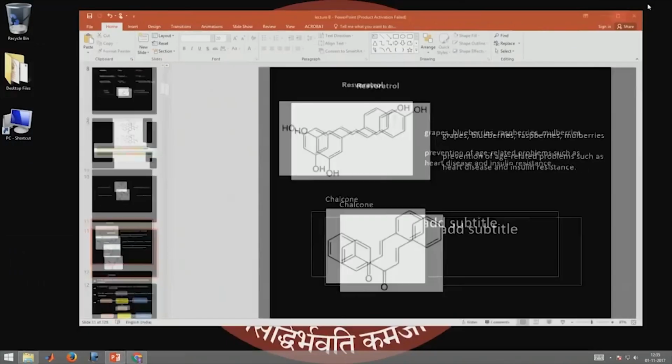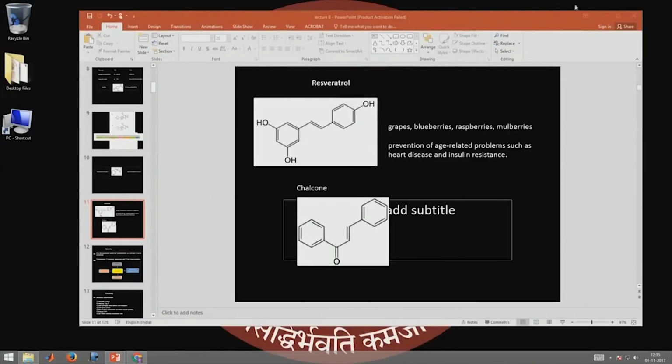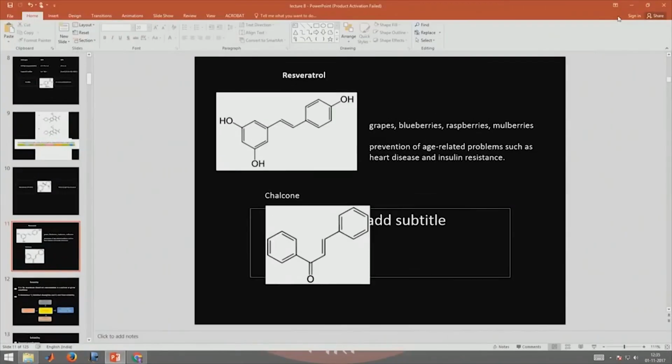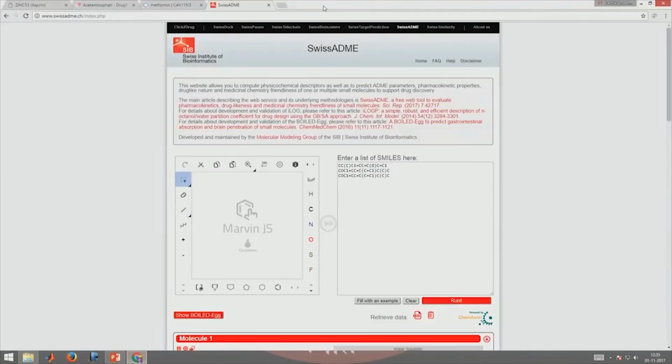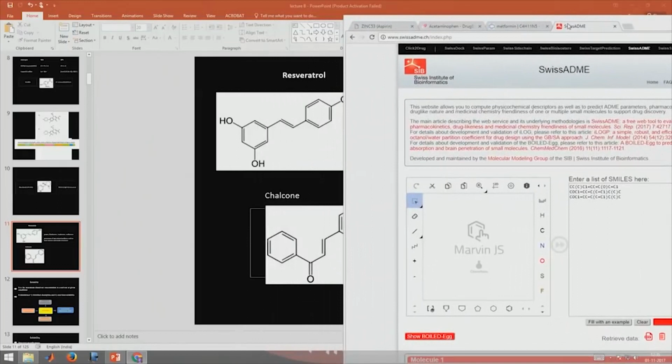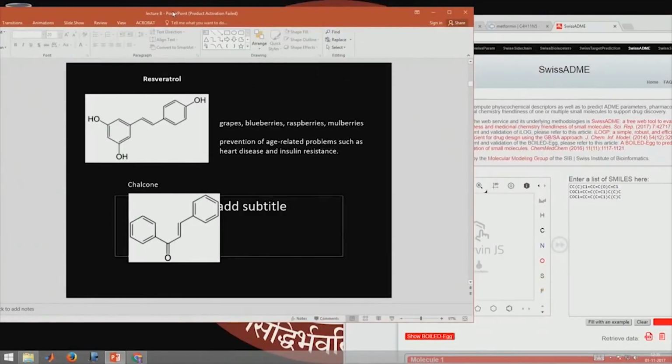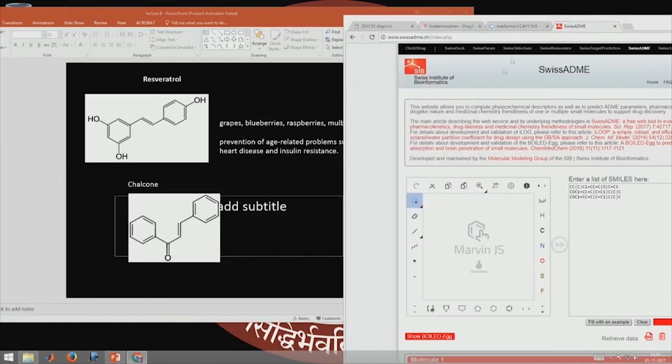We can just try this Smiles notation here. We can use this particular software to do that. I want to show you guys how it is done. So, chalcone we can draw.